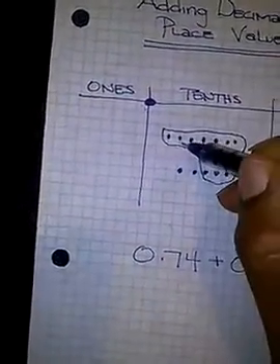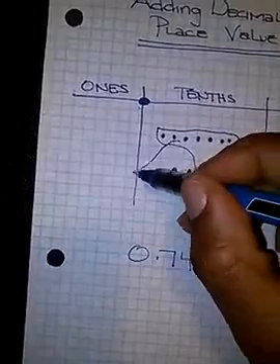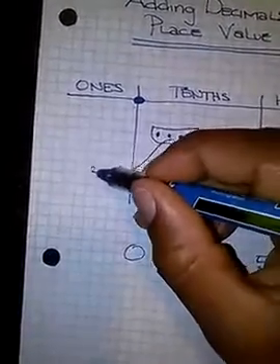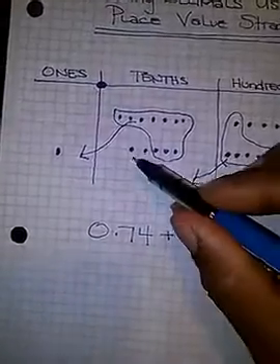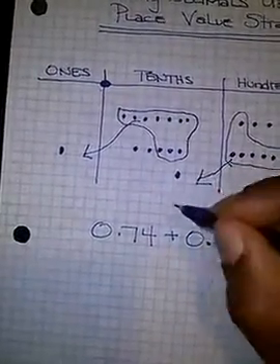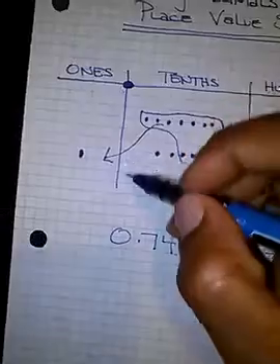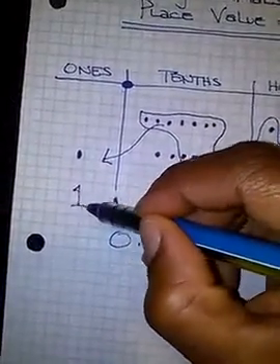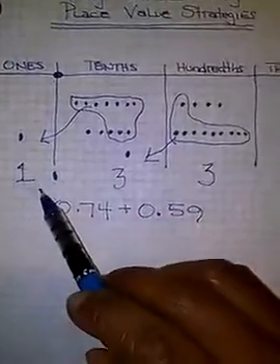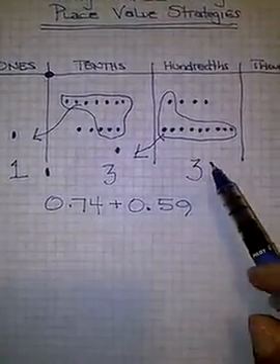And those 10 tenths are equivalent to 1 one. So now I count what's left, 1, 2, and don't forget the one we brought over, which is 3. Bring the decimal point down, and there's only 1, 1. So the answer to this problem is 1 and 33 hundredths.